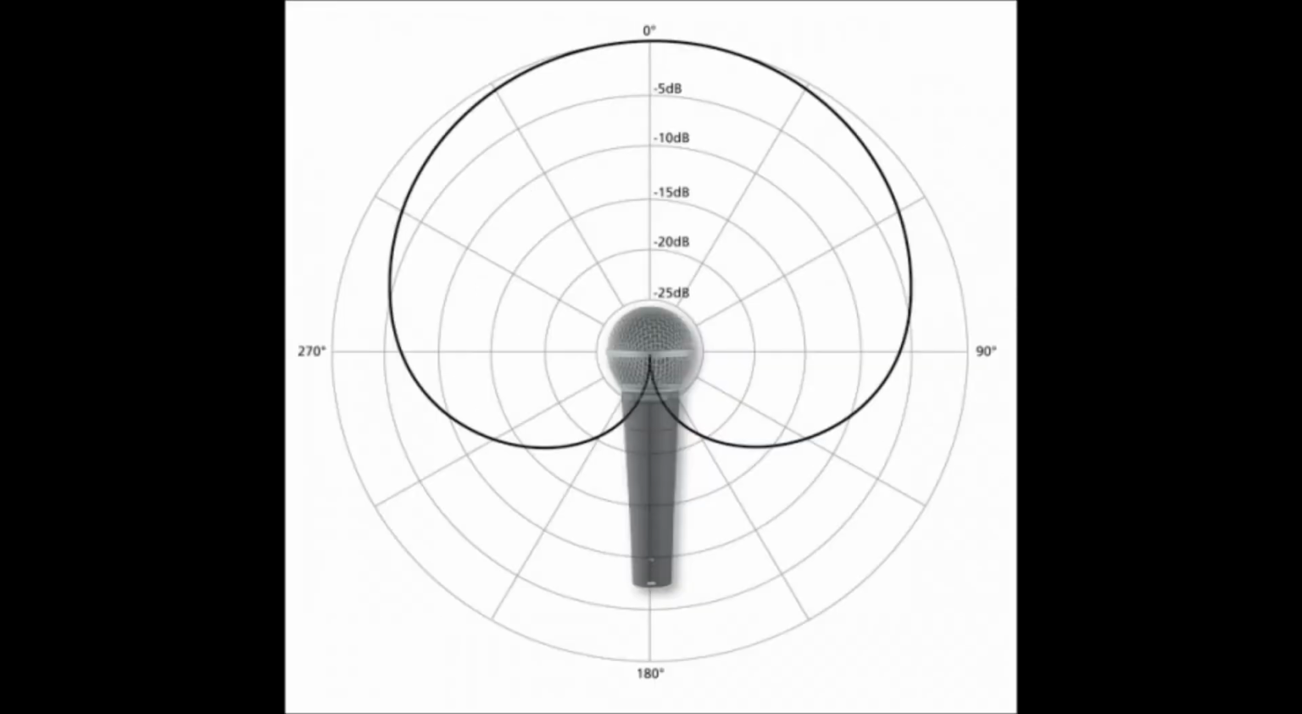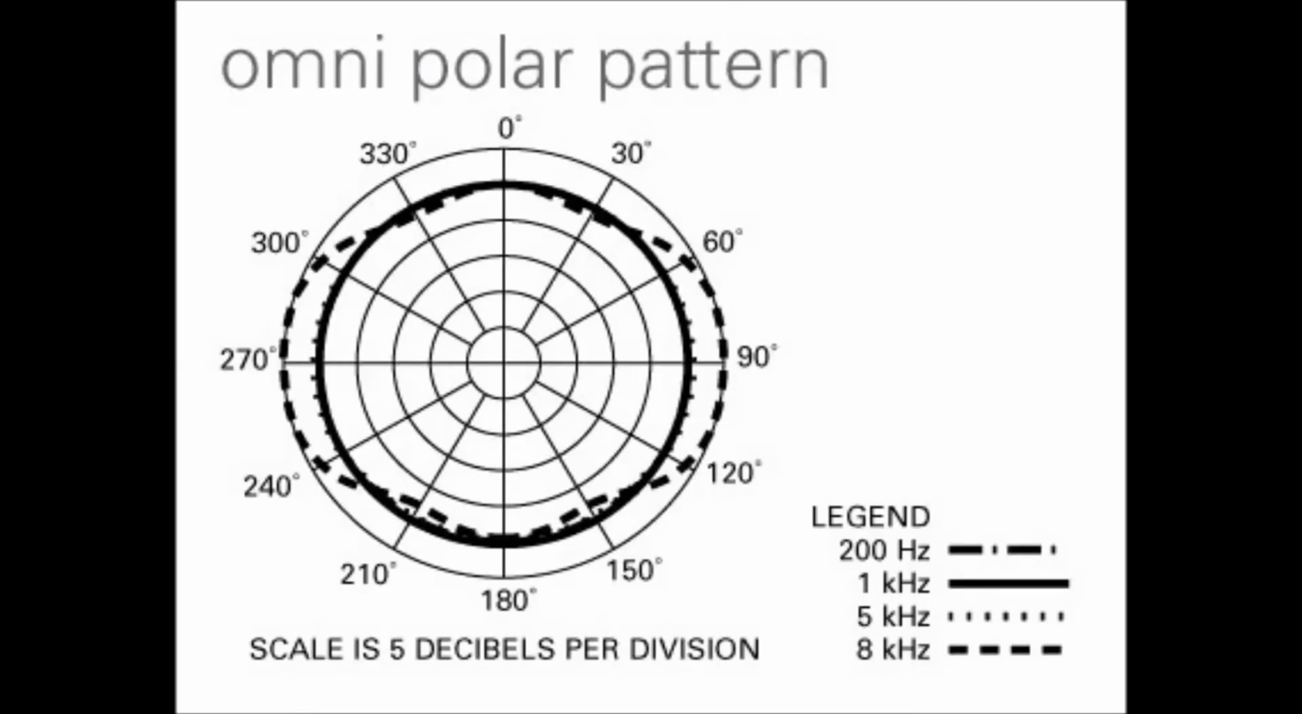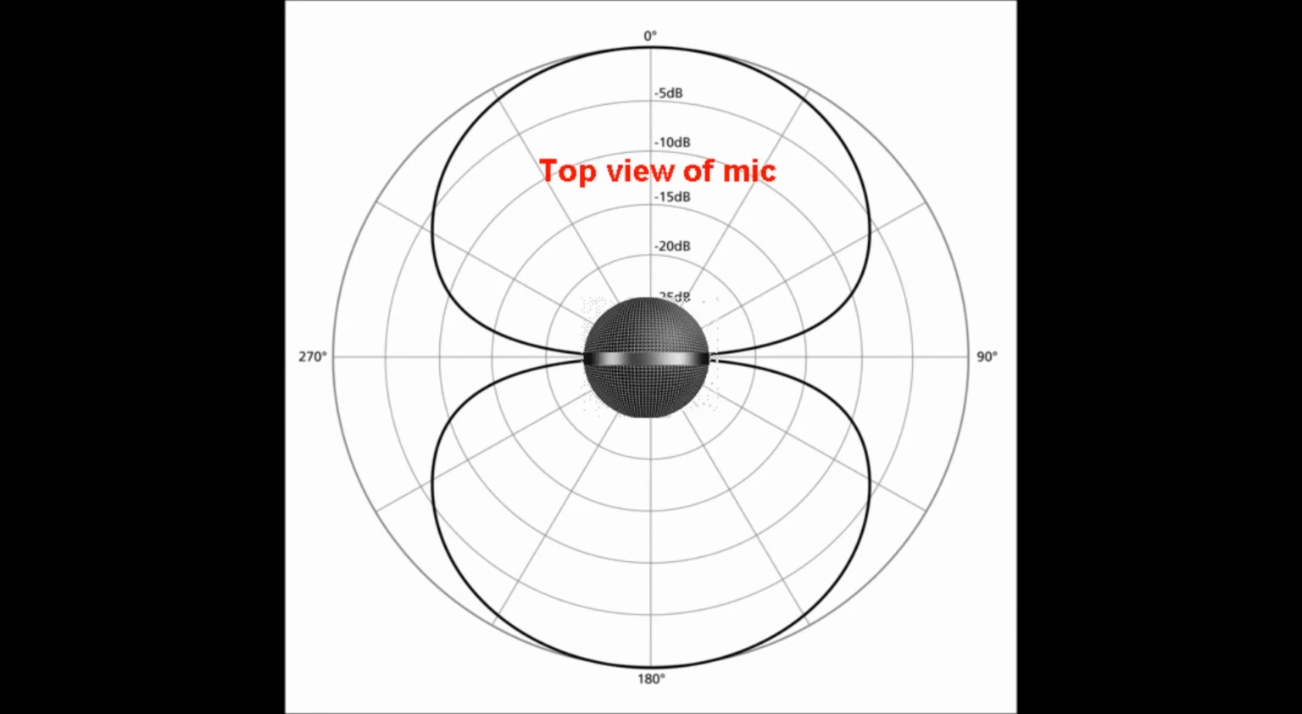Both dynamic and condenser microphones can be directional, and both can have a variety of polar patterns. Another very common pattern is omnidirectional. This means that it picks up from all angles equally well. And there's also a figure of 8 pattern, which picks up from the front and back best, as can be seen from the images of these polar patterns.